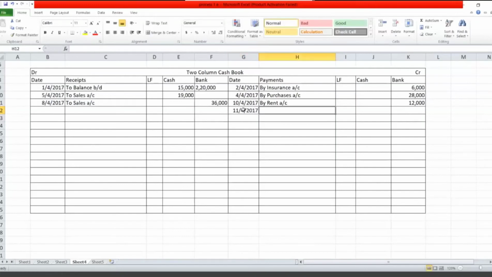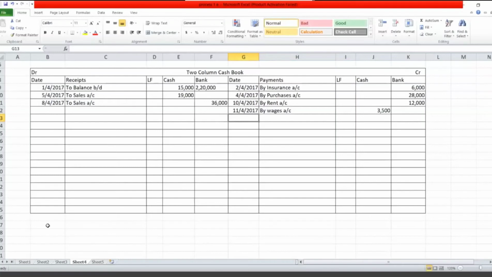On 11/4/2017 they paid through cash. They didn't mention anything, so I treat it as a cash transaction. How much? 3,500. After that, bought goods from Adarsh Jaswal. They didn't mention they paid or something, so it will be treated as a credit transaction.